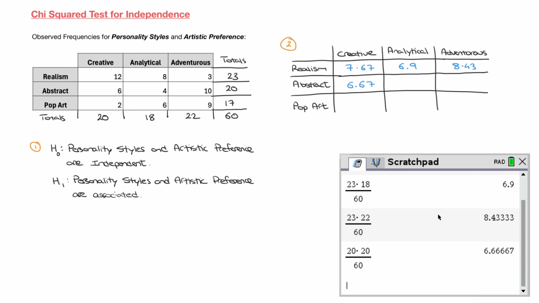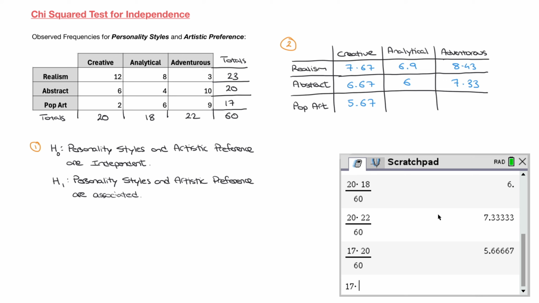Row 2, column 2, well, that will be 20 times 18 divided by 60, which is 6. I carry on. For the next cell in row 2, column 3, that would be 20 times 22 divided by 60, which gives us 7.33. We're nearly there, and I finish with the third row here, so that's row 3, column 1. So I take the total of row 3, which is 17, times the total of column 1, and I divide that by 60. So that's 17 times 20 divided by 60, which is 5.67. I carry on. Row 3, column 2, so that will be 17 times 18 divided by 60.